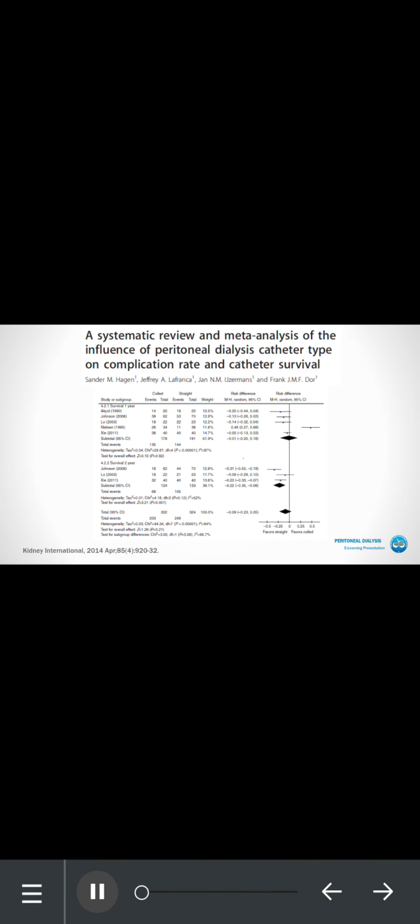Systematic review and meta-analysis of the influence of PD catheter type on complication rate and survival. And what this systematic review is looking at is the type of catheter. And we've got coil tip. So those are the catheters with coiled tips at the intraperitoneal end versus straight tips, and looking at their impact, for example, on catheter survival. And you can see potential advantage for straight over coiled catheters, although not a strong enough advantage, I would argue, for people to change their individual practice. It just gives us an indication.